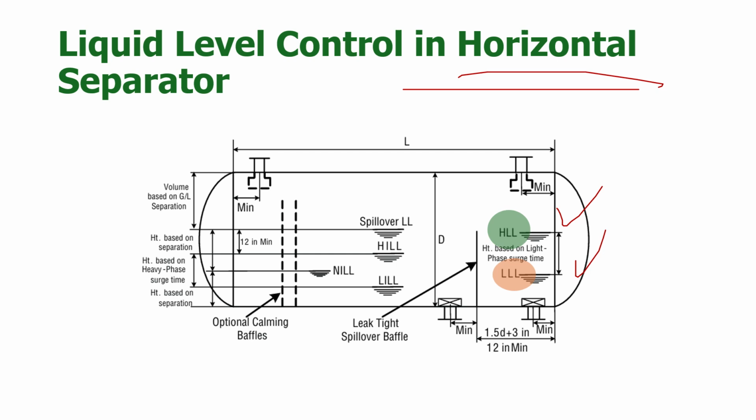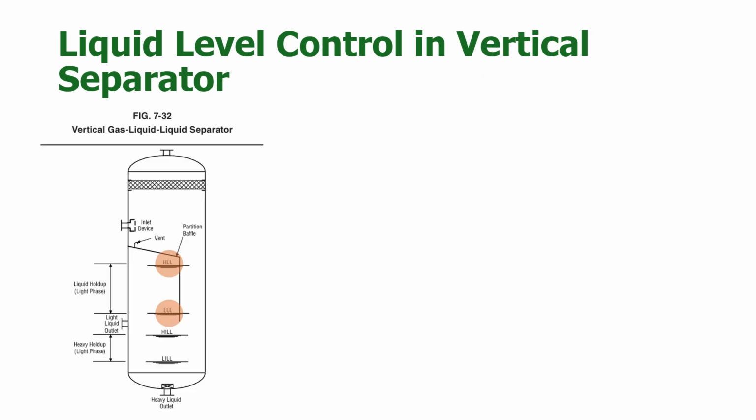So this is called high liquid level. If you have a really low liquid level and there is no buildup, no separation, let's say more gas, this is the low liquid level. So for the vertical separator, I have shown you already. This is the high, this is the low, or high and low.